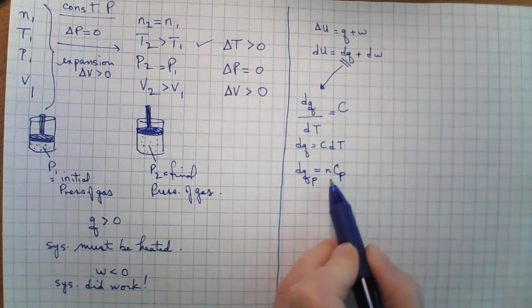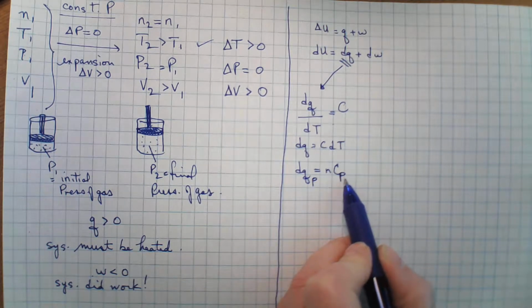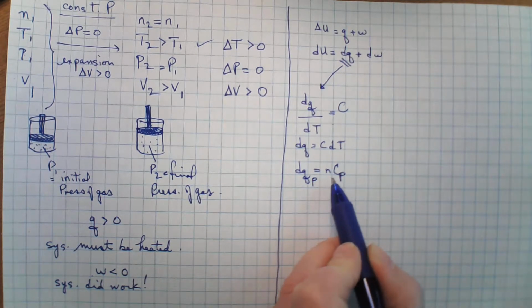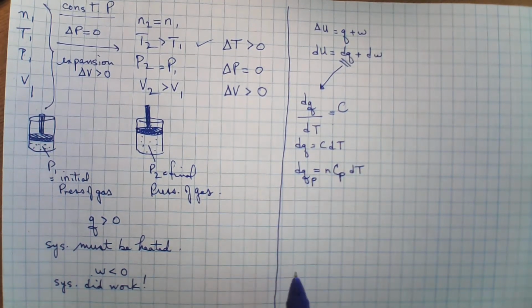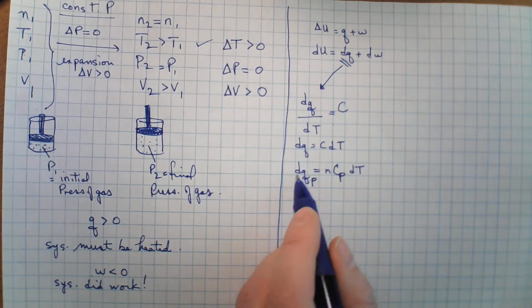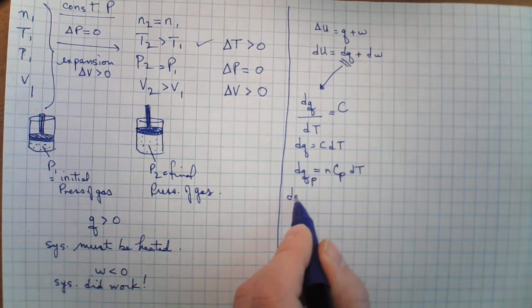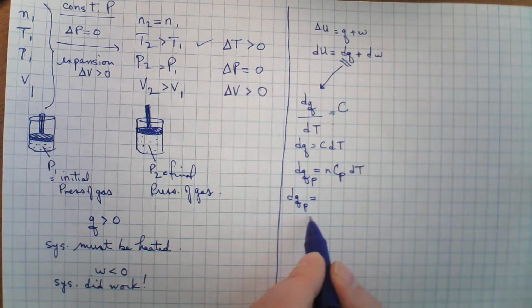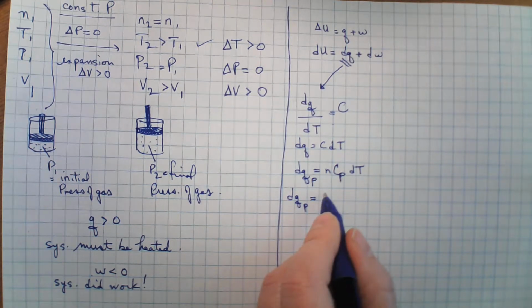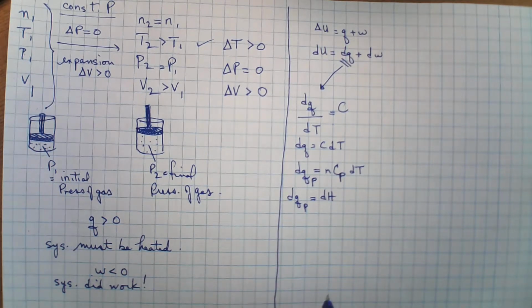This is a molar quantity, so it depends not only on the heat capacity of the substance, but how much is there. And then I have dT, so this is good, that's ready to integrate. However, dq sub p, the heat exchange between system and surroundings under a constant pressure condition, is also equal to the enthalpy change.